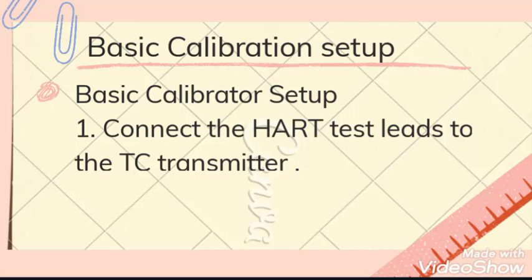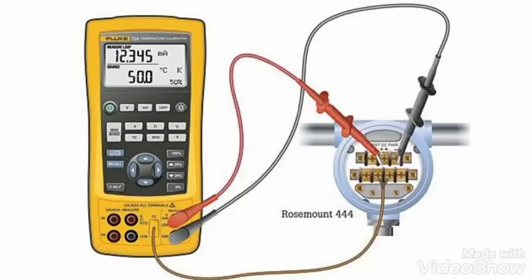What is the basic calibration setup? For the basic calibration setup, first of all we will connect the HART test lead to the transmitter. In this way, with the transmitter we will connect the leads of our HART calibrator. It is mostly connected in parallel to the supply.